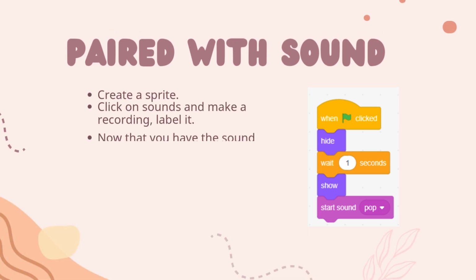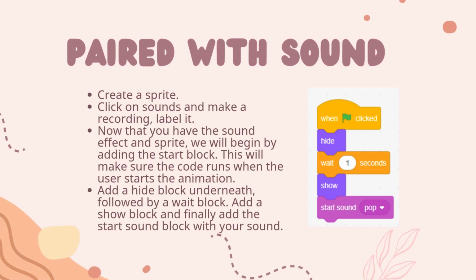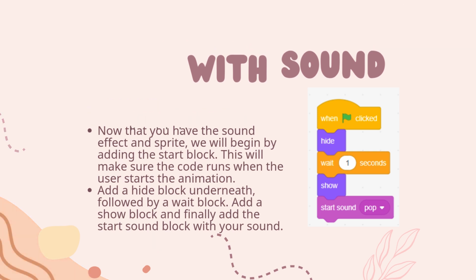To pair the hide and show with sound, create a sprite. Click on Sounds, make a recording of the sound you'd like, and label it. Now that you have the sound effect and sprite, we will begin by adding the start block. This will make sure the code runs when the user starts the animation. Add a hide block underneath, followed by a wait block. Add a show block and finally add the start sound block with your sound.